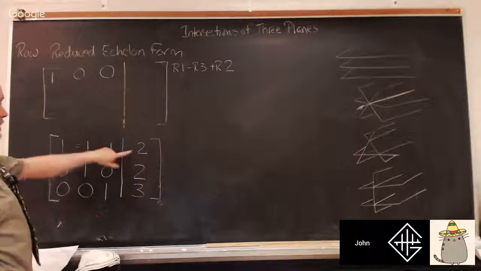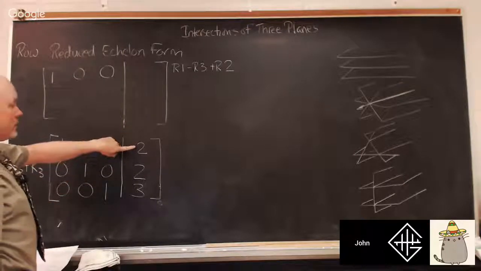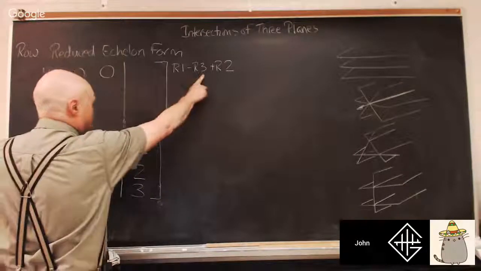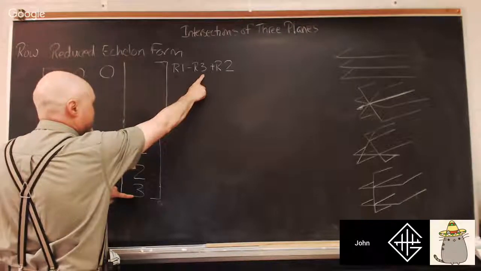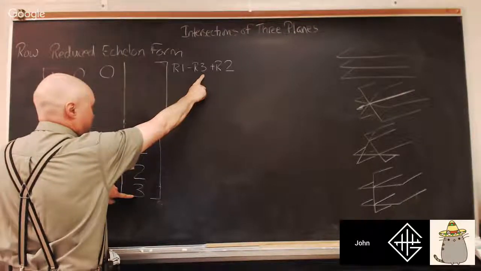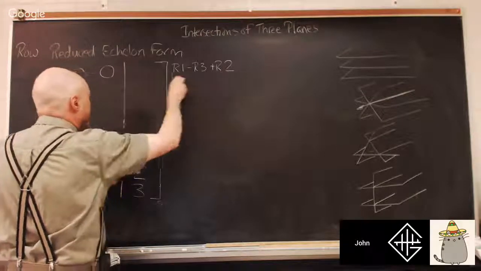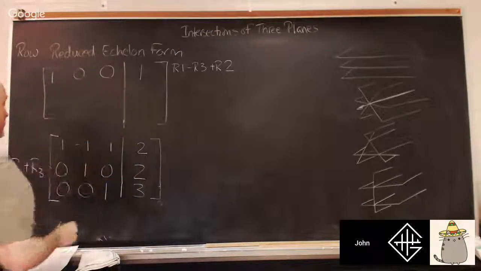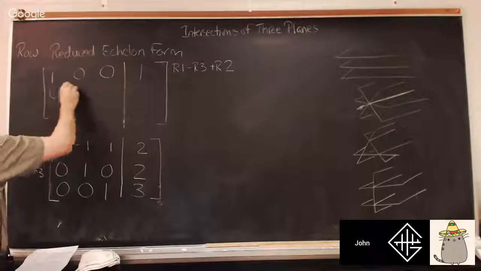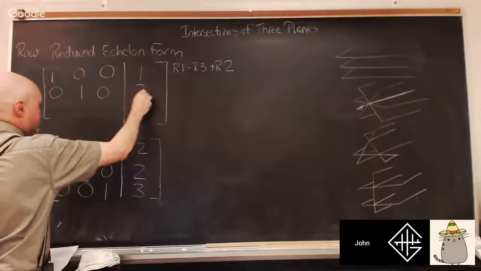We'll find out. Okay, now, row 1 minus row 3, so 2 minus 3 is -1, plus row 2, so plus 2 is 1. There we go. I'm not doing anything with the remaining rows.